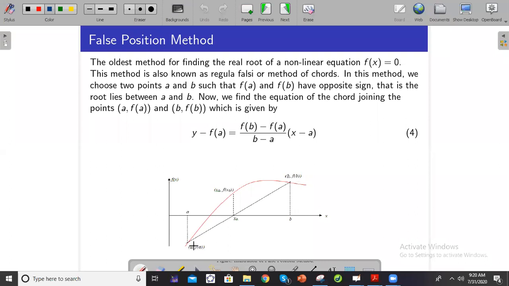What is the slope of the chord? We have the formula y minus y1 equals y2 minus y1 over x2 minus x1 times x minus x1. This is the equation of the chord joining the points A, f of A and B, f of B. Everyone knows this is the equation of the chord. The chord joining the point coordinates A, f of A and B, f of B. We have this chord.